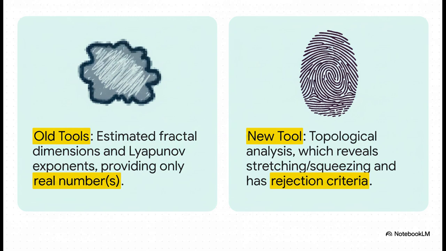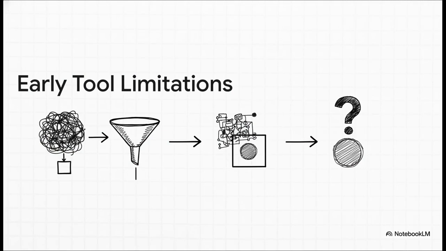On the left, you've got the old tools, things like fractal dimension estimates. They just gave you a single, kind of blurry snapshot. But on the right, that's the new approach, topological analysis. The difference is like knowing a crime happened versus having the culprit's unique fingerprint, revealing the entire method behind the madness.